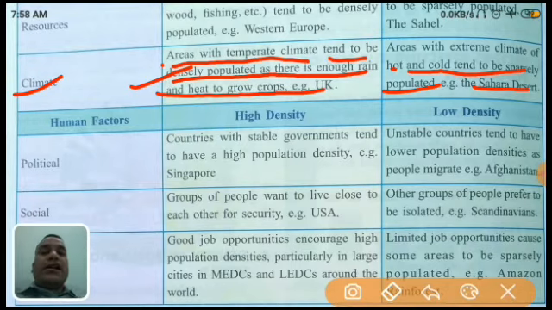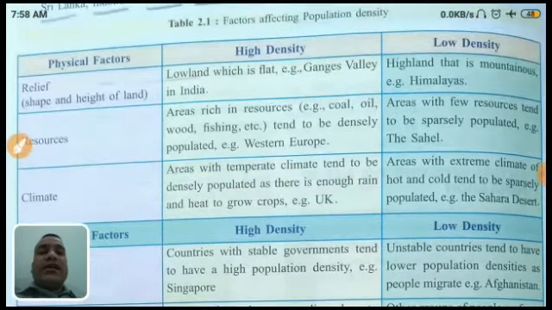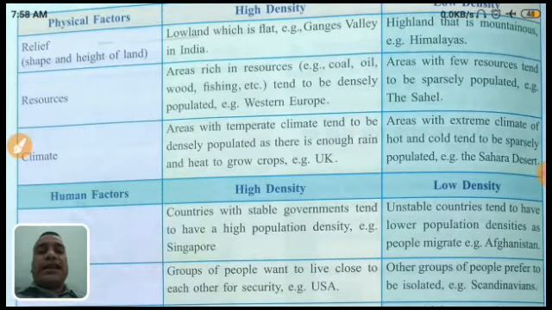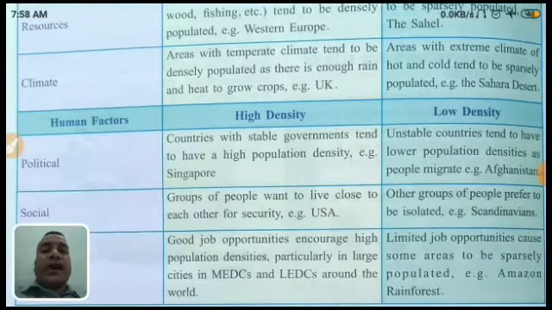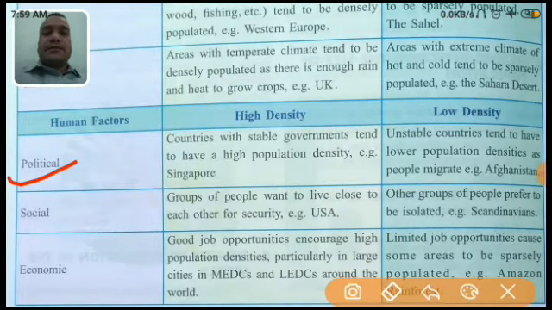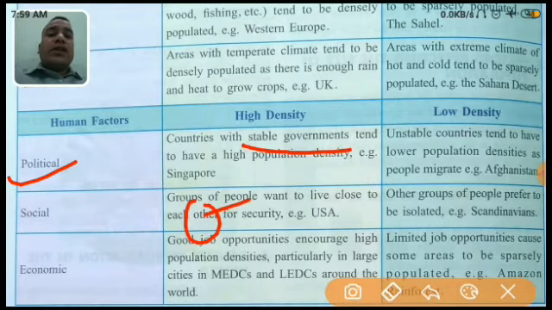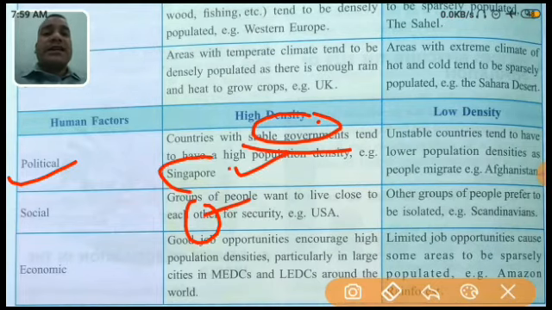Now we have already discussed the physical factors: relief, resources and climate. Now we are discussing the human factors. First one is the political factor. If the country has a stable government, what kind of government? I hope you studied this in the history chapter. Stable government means only one party is ruling the country, so obviously there is no dispute among them. And if there is a stable government, they can take proper, right decisions. So that's why the population is high and people are living there, for example Singapore.